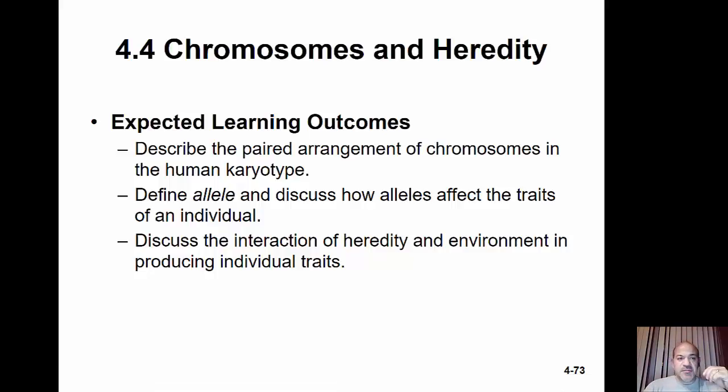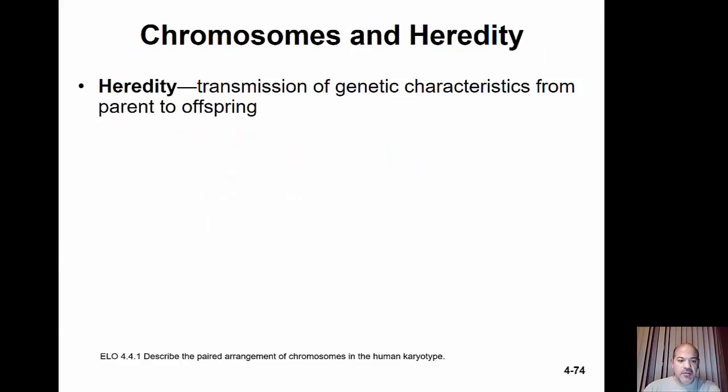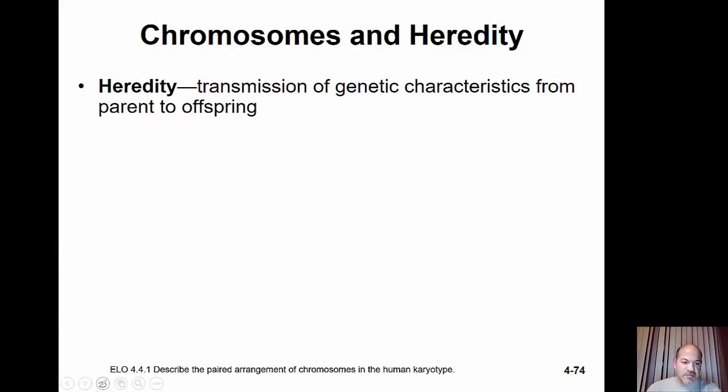These are the learning objectives for section 4.4 on chromosomes and heredity. We'll go over them one by one as we get to them. So our first learning objective here is to describe the paired arrangement of chromosomes in human karyotypes.